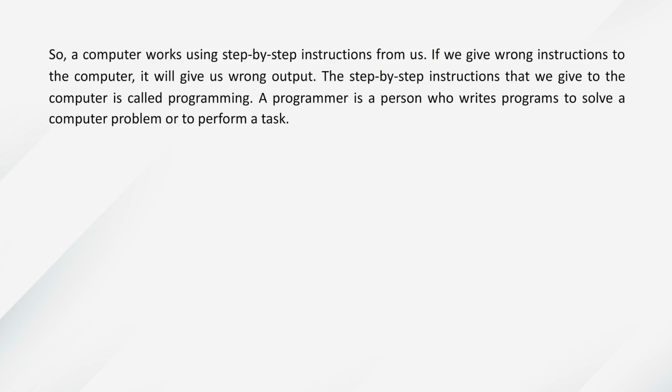So, a computer works using step-by-step instructions from us. If we give wrong instructions to the computer, it will give us wrong output. The step-by-step instructions that we give to the computer is called programming. A programmer is a person who writes programs to solve a computer problem or to perform a task.